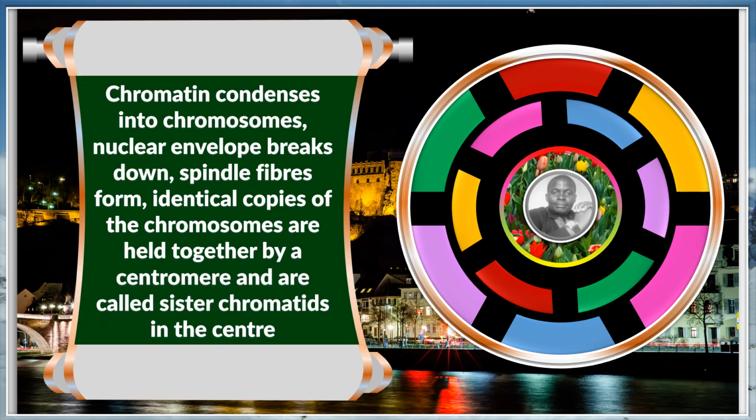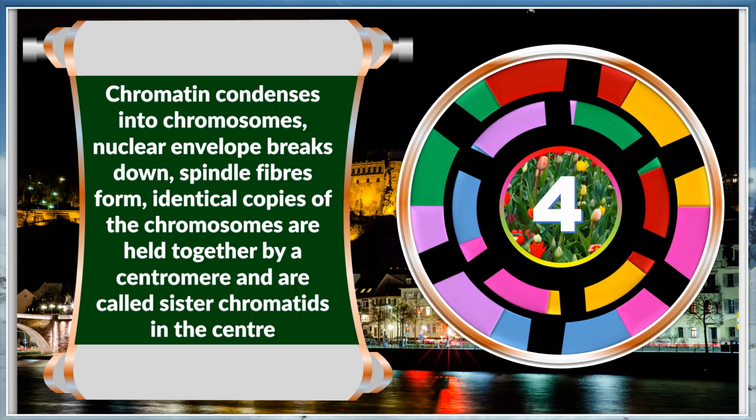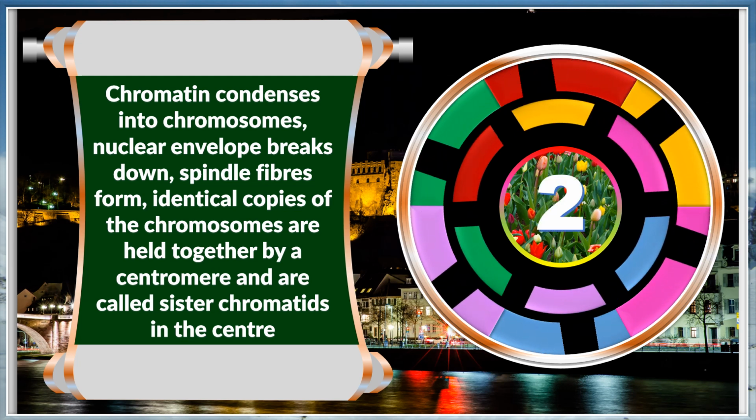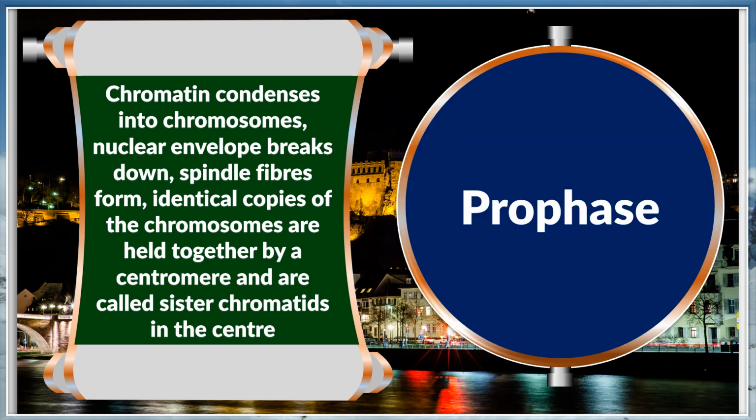Chromatin condenses into chromosomes. Nuclear envelope breaks down. Spindle fibers form. Identical copies of the chromosomes are held together by a centromere and are called sister chromatids in the center. Prophase.